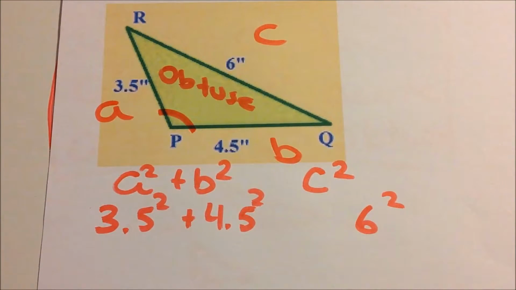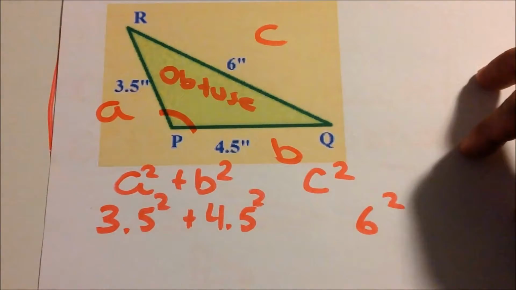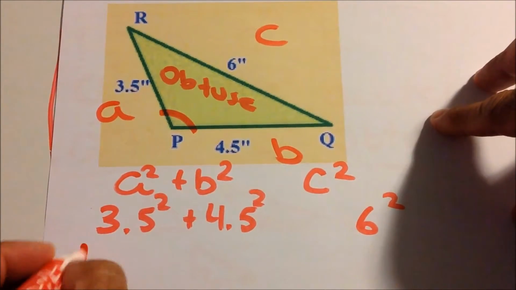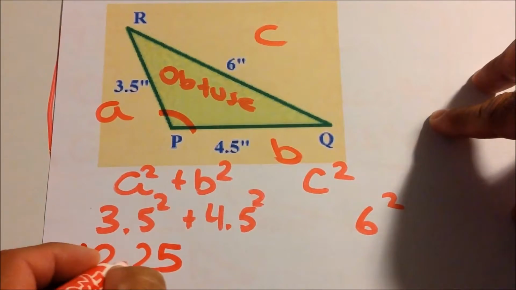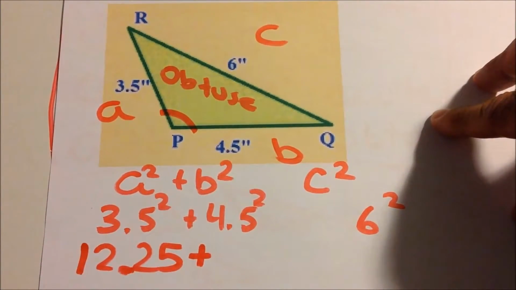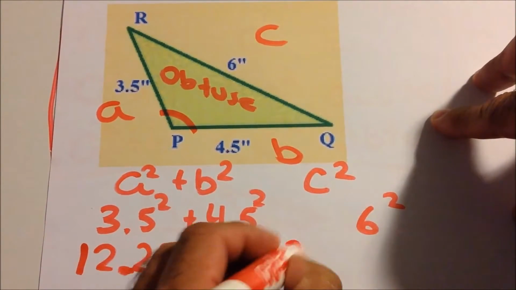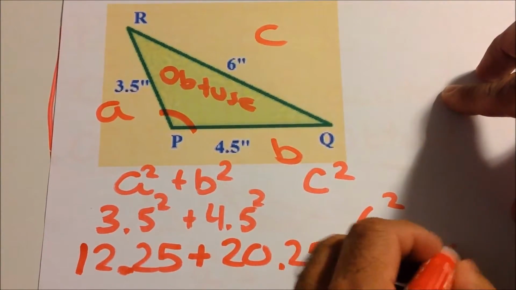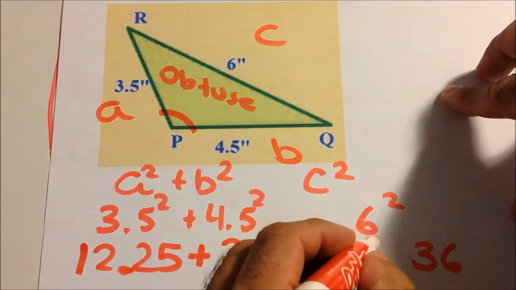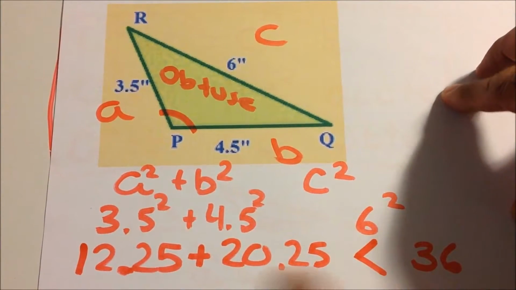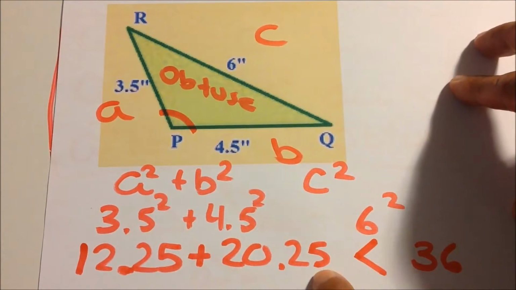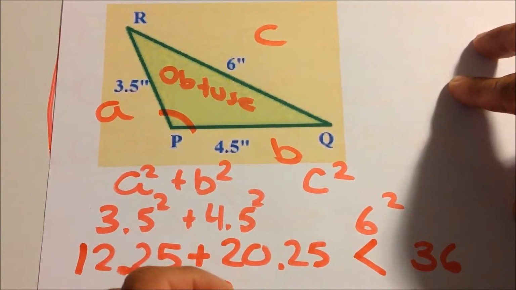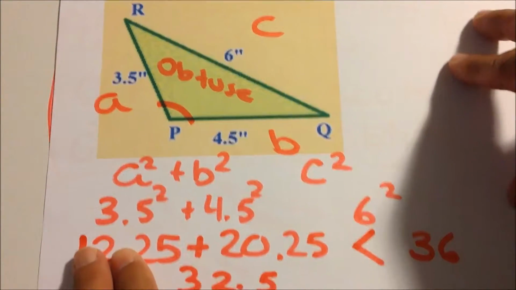So this has to be less. So let's check. 3.5 squared is 12.25, and 4.5 squared is 20.25. And we know that 6 squared is 36. We know it's obtuse, so this has to be less than that. If you add all this together, you get 32.5, and you know 32.5 is less.